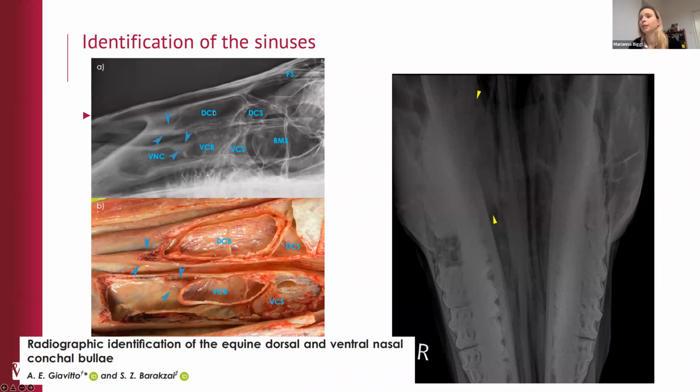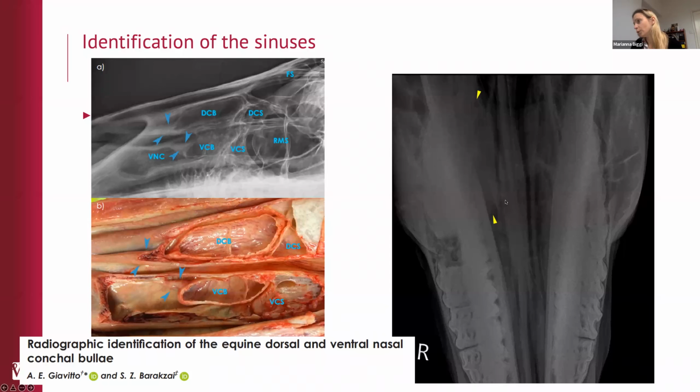This paper looks specifically at the dorsal conchal sinus, and so the dorsal nasal and the ventral nasal, but it also puts markers on the other sinuses, so then you can use it as a reference. What I found a bit strange from this paper is that they put a marker on the ventral conchal sinus in this particular location, and I personally struggle to evaluate the ventral conchal sinus on the lateral view, and I would recommend to use a DV view to evaluate the ventral conchal sinus.